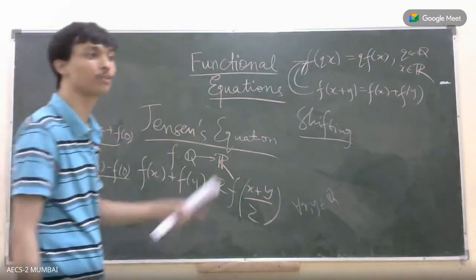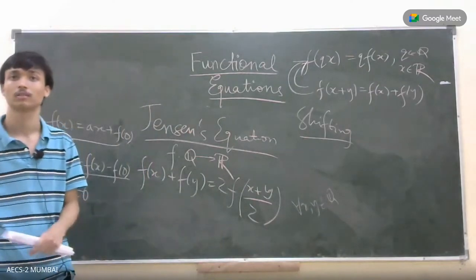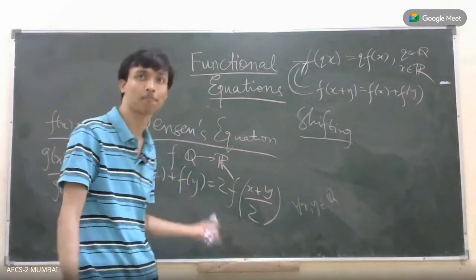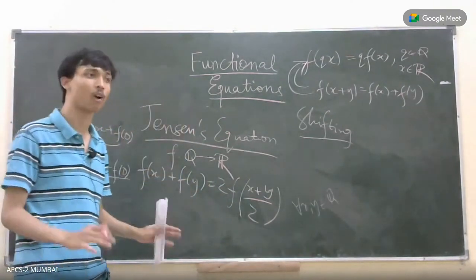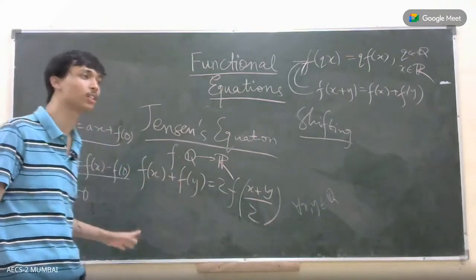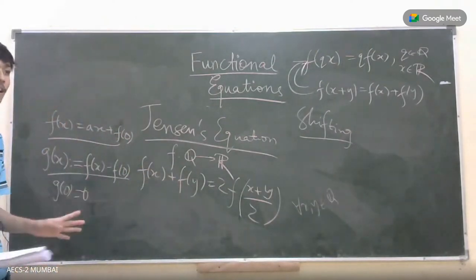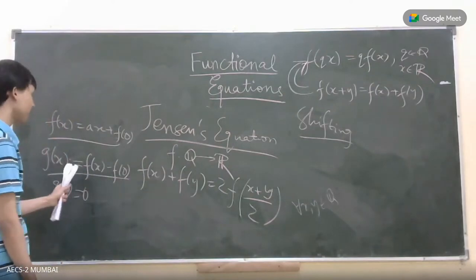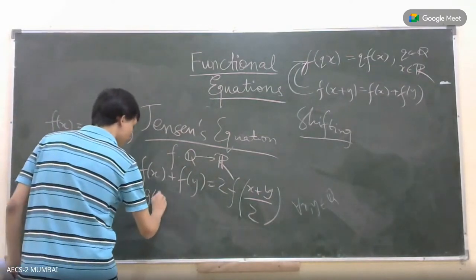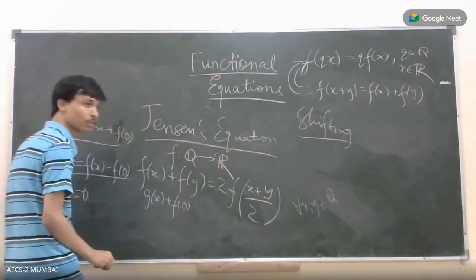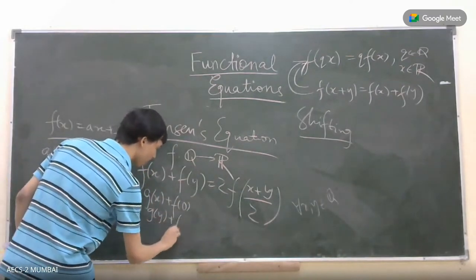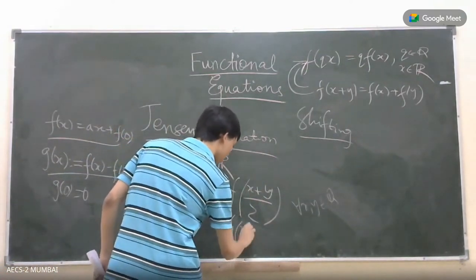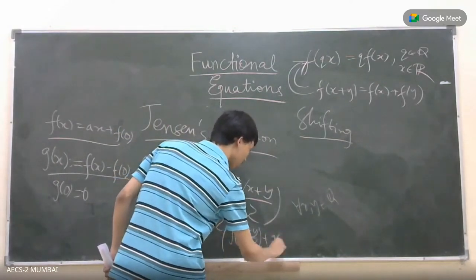We saw one example of shifting in the last class also. What was that example? PA = PB = PC = PD = 5, and PBA. We shifted by 5. Why do you shift? So that you can make as many things 0 as possible. g(0) = 0 is certainly a nice thing to look at. Now, what is f(x)? g(x) + f(0). What is f(y)? g(y) + f(0). What is f((x + y)/2)? g((x + y)/2) + f(0).